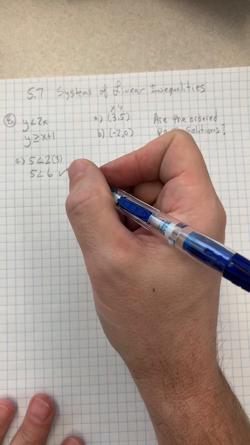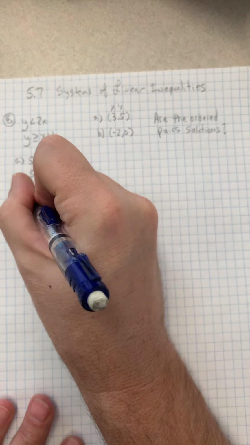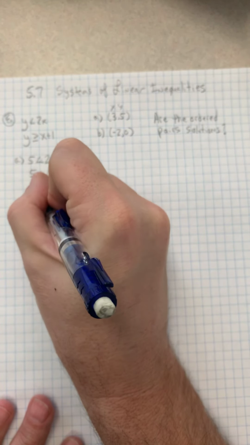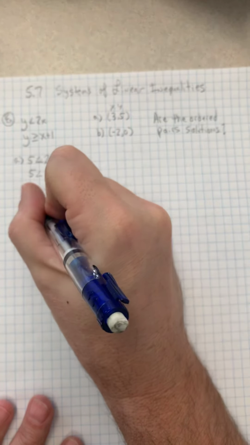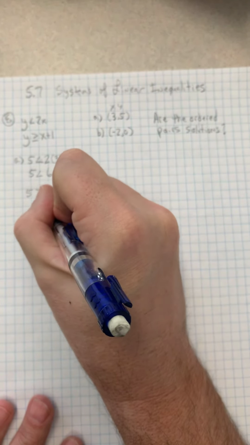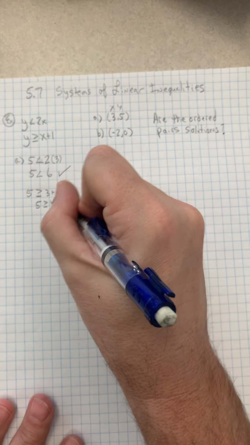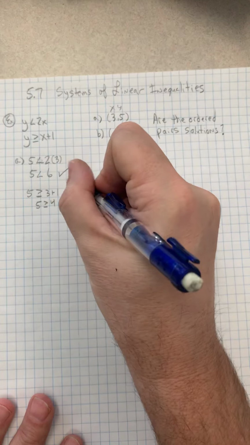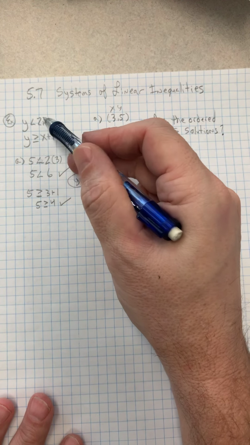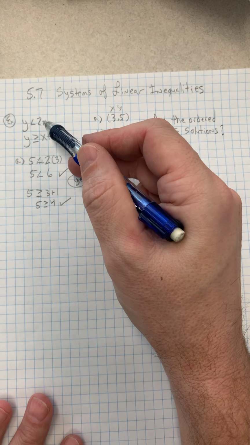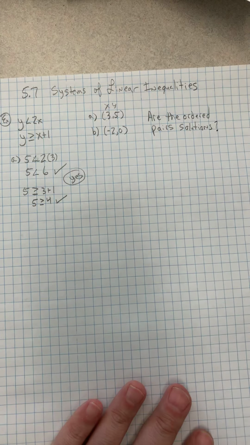I will plug that in. Y then is 5 is greater than or equal to x, which is 3, plus 1. 5 greater than or equal to 4. That is true. So yes, 3, 5 is a solution or part of the solution set for this system of linear inequalities.